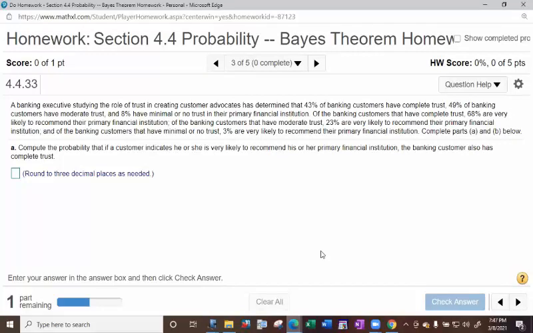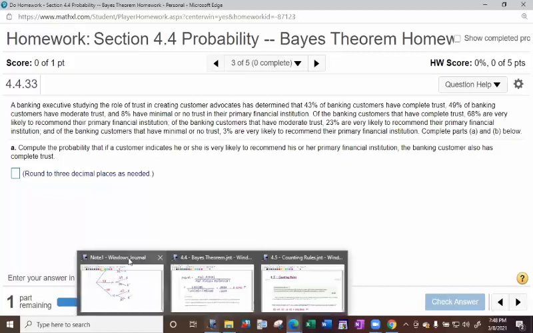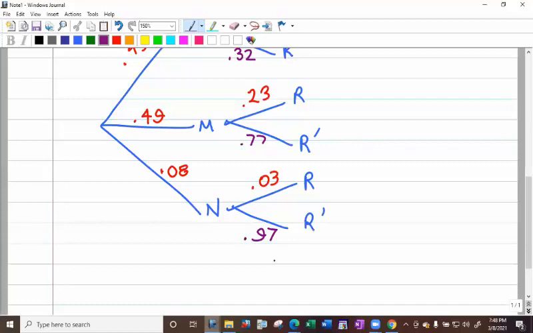Compute the probability that a customer indicates very likely to recommend. The banking customer also has complete trust. Okay. We've got to be careful on the labeling here. Now, recommend.